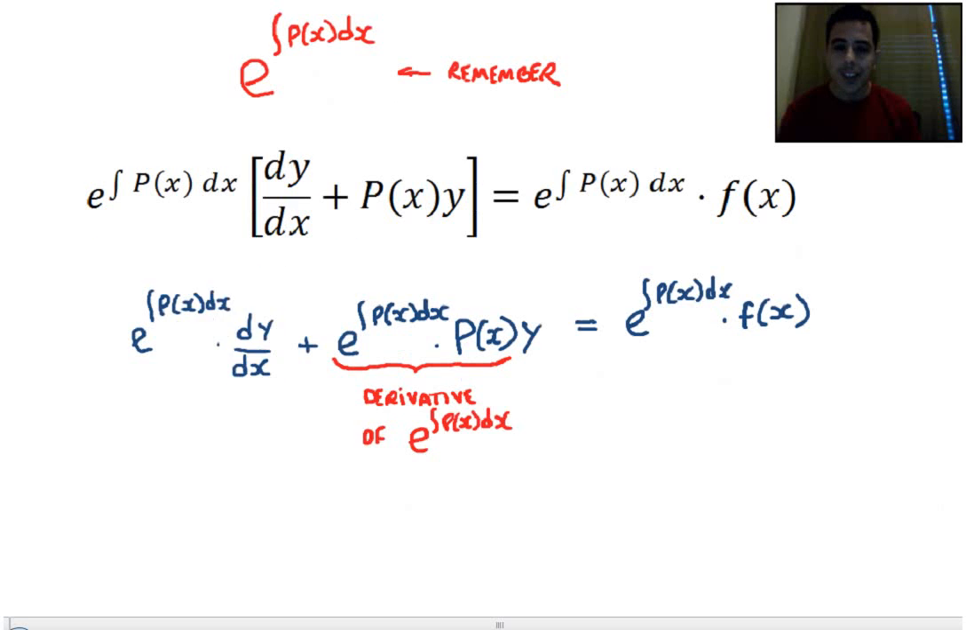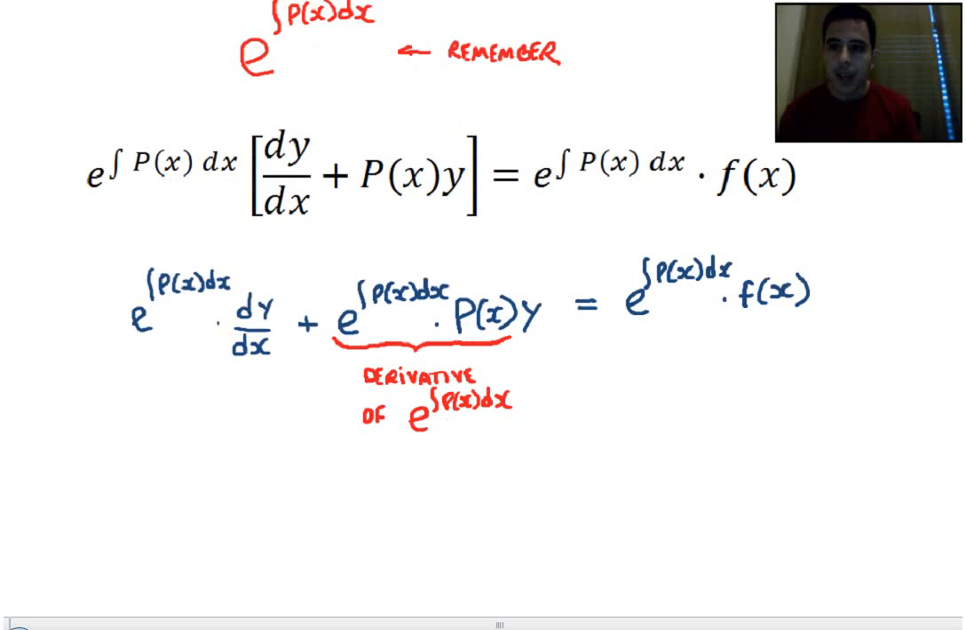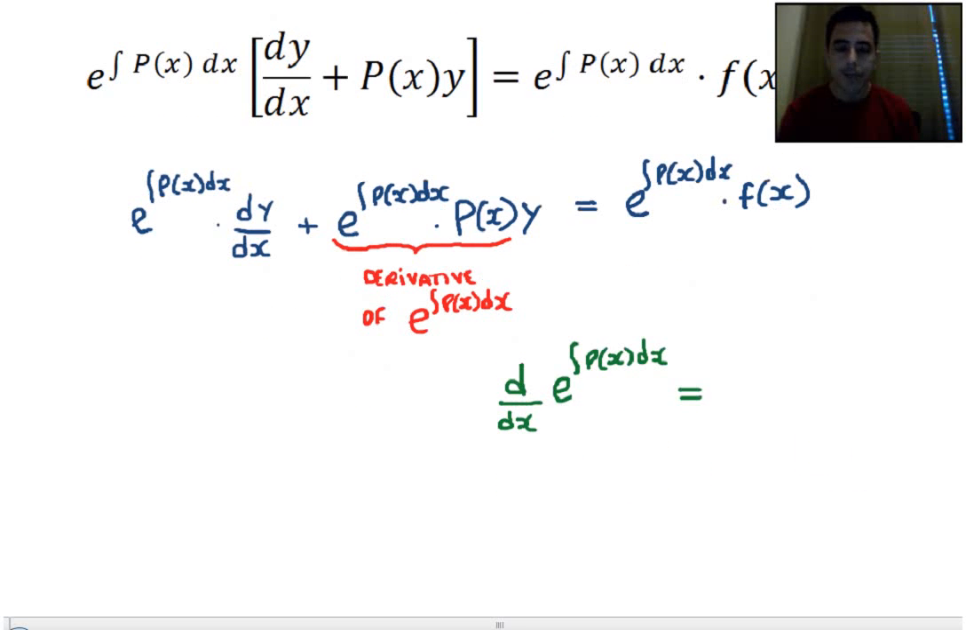Now I don't know if you can see that, but it's not that bad. Let's take a derivative. For example, if I take the derivative of that expression, the integral of p of x dx, so what do I get? Well, what is the derivative of e to something? The derivative of e to something is e to the same thing, right?